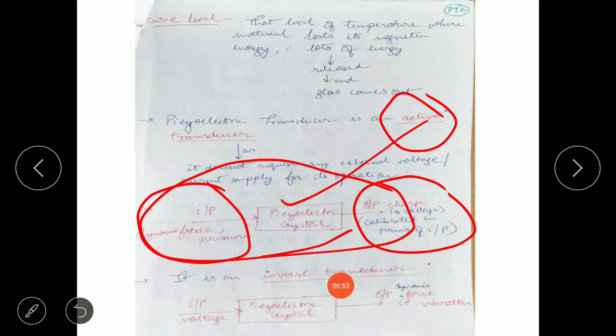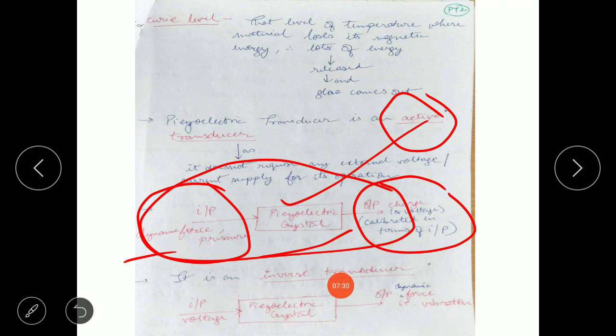How is it an inverse transducer? As I have told you, for the piezoelectric crystal the input is force or pressure and the output is charge. Now, let me be more precise. We actually apply dynamic force or pressure. We do not apply static force or pressure. Dynamic force or pressure means the force or pressure that is varying with time. We apply such dynamic force to the piezoelectric crystal, and as a result we get charge from the piezoelectric crystal.